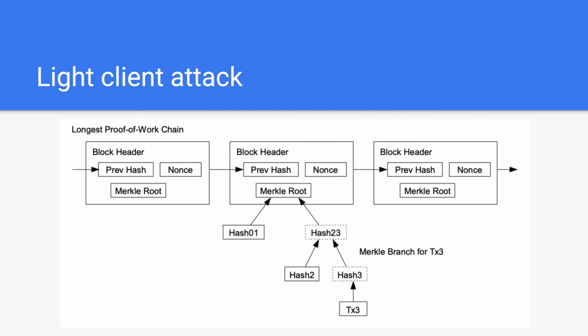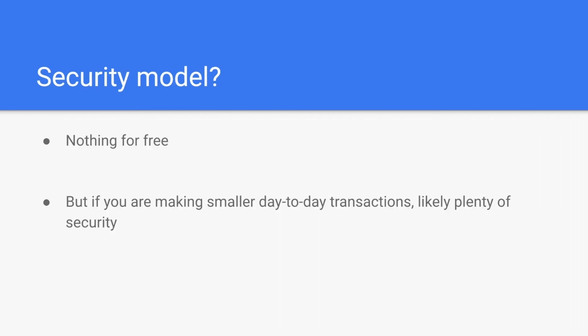As a light client, this is all I see. And so I wouldn't actually know that this malicious transaction was included, which is actually quite bad. So that's why you do have this very strong requirement that the majority of whoever's giving you this consensus data is honest. But again, it's a trade-off, because as long as you can assume that, you don't need to bother with a bunch of transaction data. So, right, you don't get anything for free, but if you're making smaller day-to-day transactions, then this actually could be plenty of security. And again, this is the trade-off you're making.